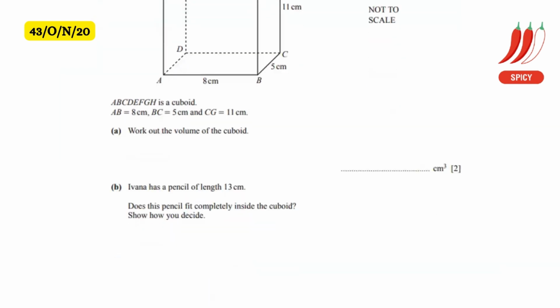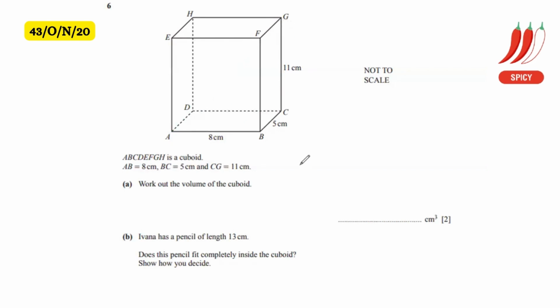Then it says Ivana has a pencil of length 13 centimeters. Does this pencil fit completely inside the cuboid? Now, if we look at the dimensions of the box, we can see that vertically the length is 11, which means the height of the box is 11. And the pencil length is 13 centimeters, which shows that if we put it vertically, straight in the box, it's not going to fit. It's going to be outside the box, because 13 is bigger than 11. If we try to put it horizontally, that is also impossible because 8 is less than 13. So the pencil will not even be able to go inside the box.